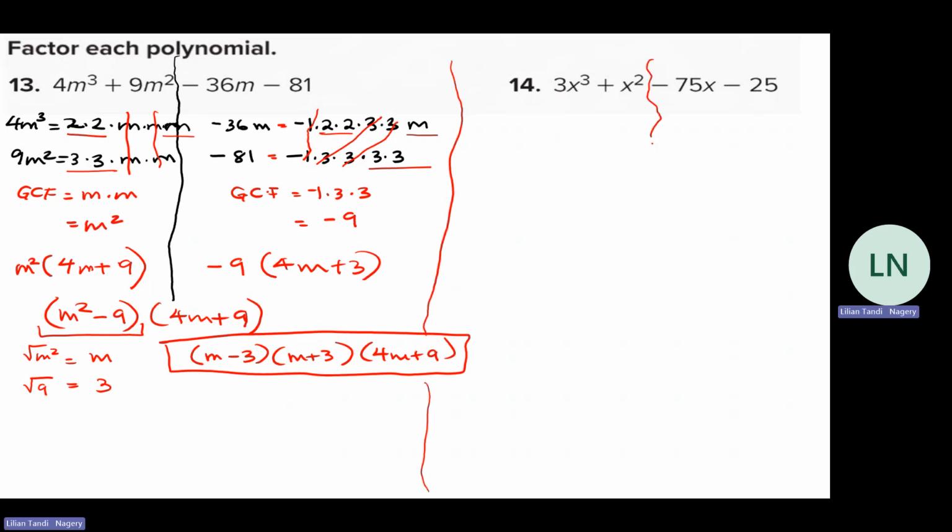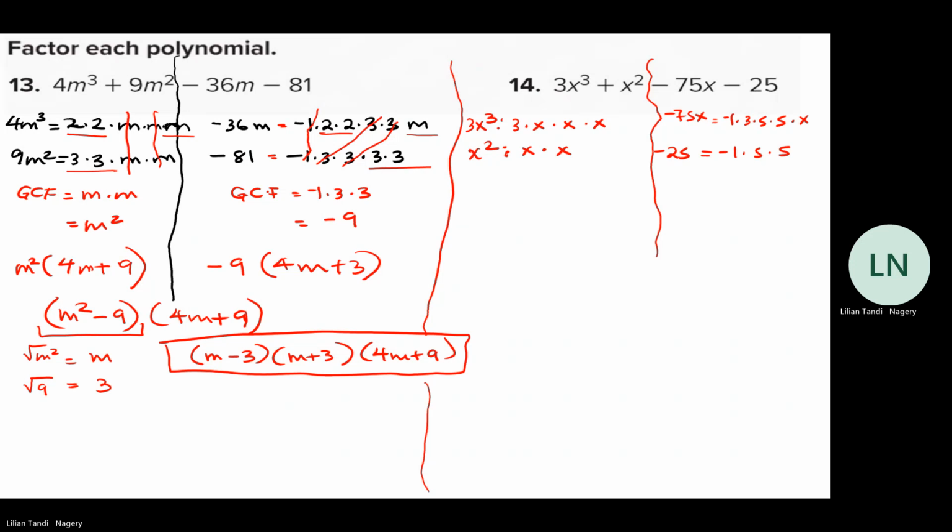Do this. Okay, what is here? 3x cubed, x squared, negative 75x, negative 25. This is 3 times x times x times x. This is x times x. This is negative 1 times 3 times 5 times 5 times x. This is negative 1 times 5 times 5.